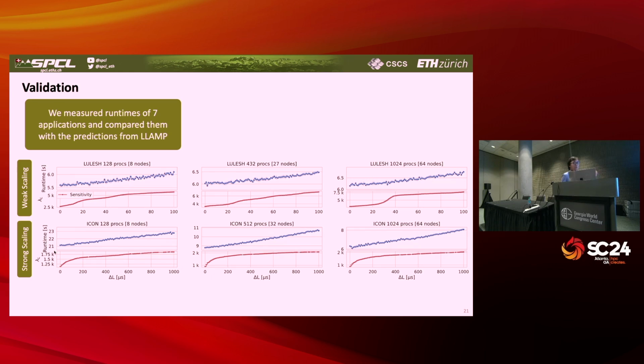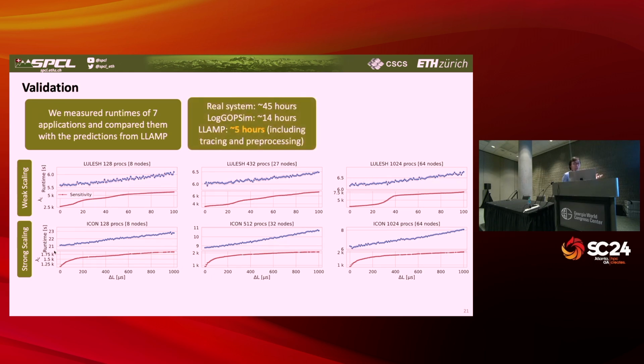So now, in a real system, it took around 45 hours to obtain the data. And with LogGPS, it would have taken around 14 hours to get the results. However, with our toolchain, it took only around 5 hours, including tracing and pre-processing time, to obtain the same data.